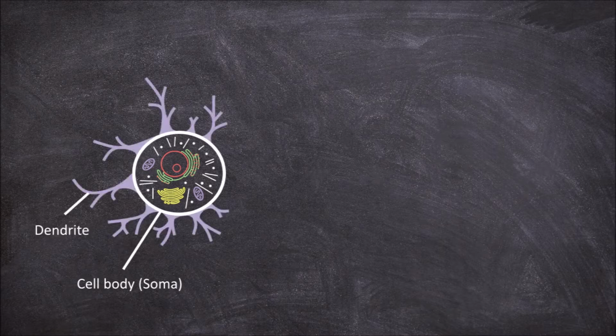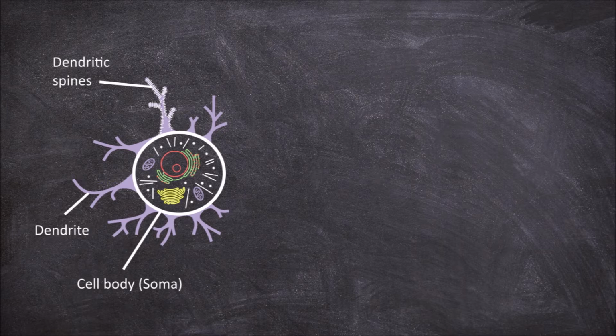The first kind are the dendrites. They're the shorter of the two. There are usually many of them present and they branch out from the cell body. Dendrites are often covered in spines called dendritic spines. The dendrites are involved in bringing information to the cell body.